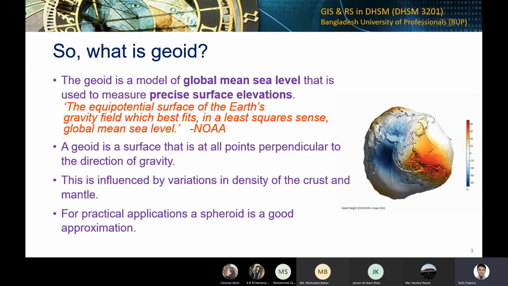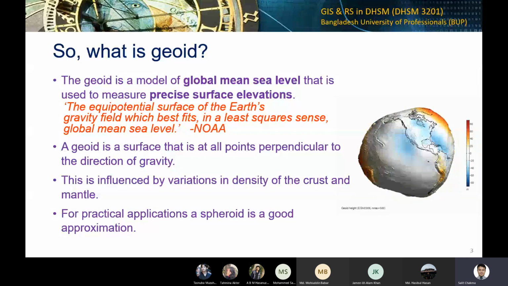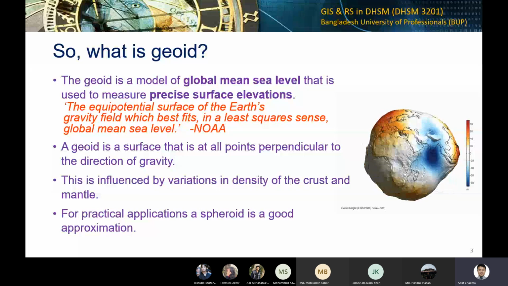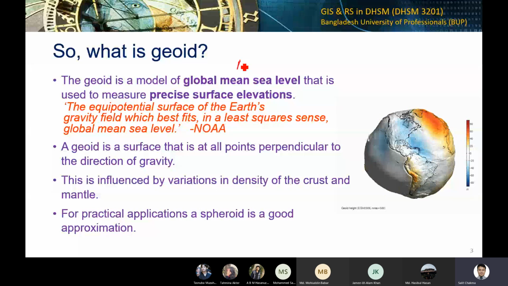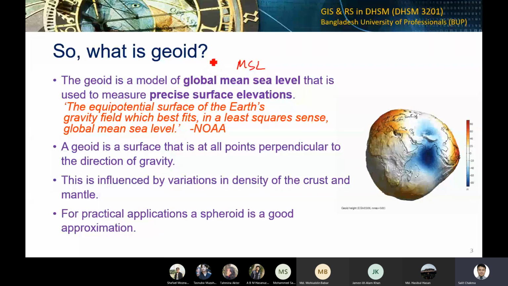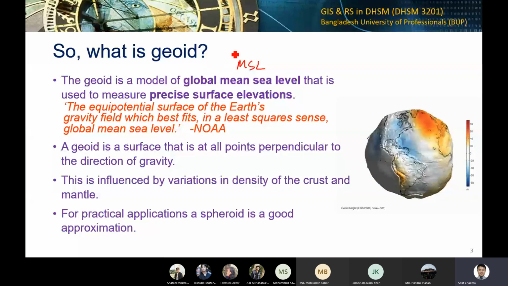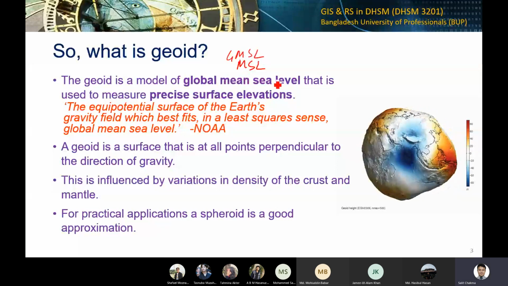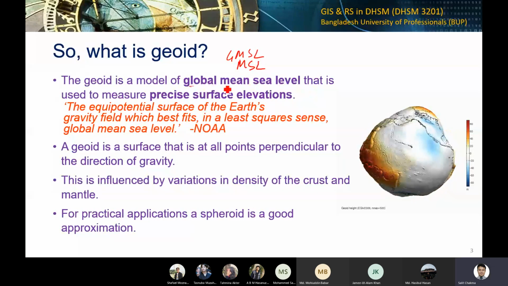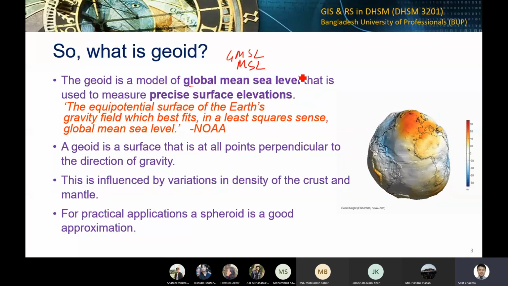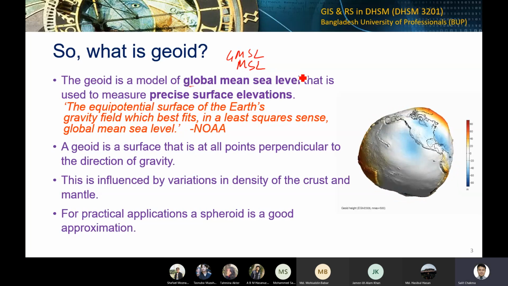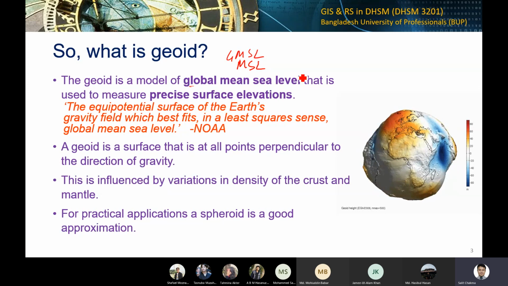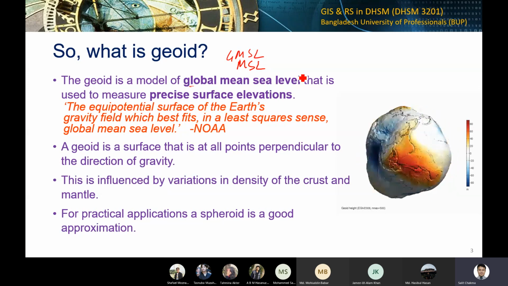So what's a geoid? Many would say that it's nothing but a global mean sea level, sometimes also known as MSL, or GMSL. All right. So this mean sea level is intended to measure the precise surface elevations, and this is how it used to be done in the past days.